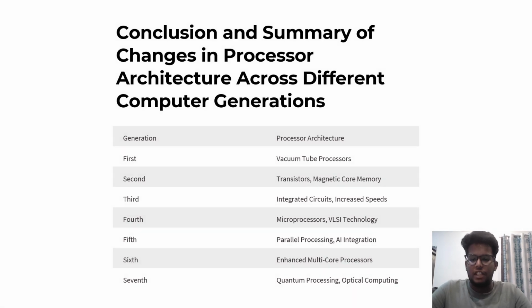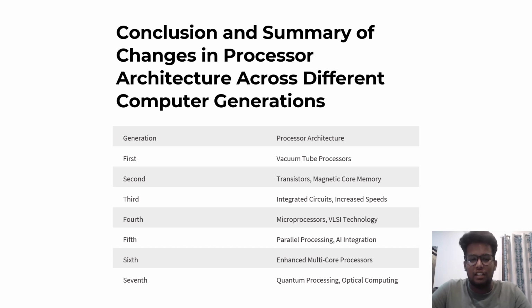Now we have seen the different types of computer generations and the processor architecture. Now we'll see the conclusion and summary, in which we'll see the different generations and which processor architecture they use. First, in the first generation, they were using vacuum tubes, which created a lot of smoke and weren't easy to use. The second generation used transistors and magnetic core. In this, the size was smaller compared to the first generation.